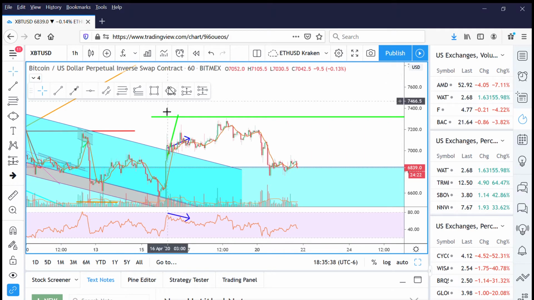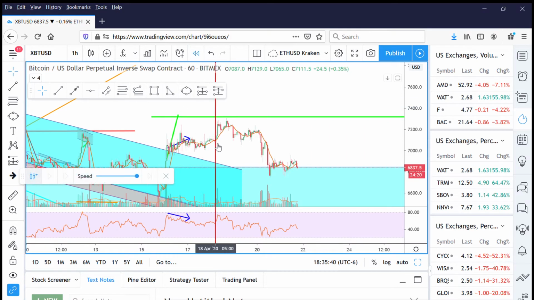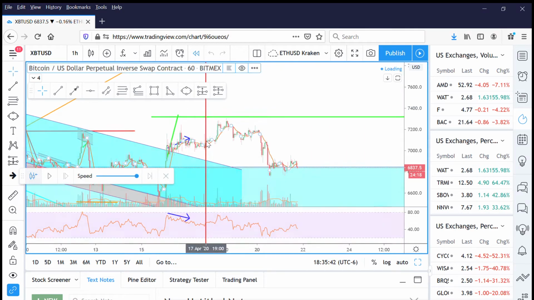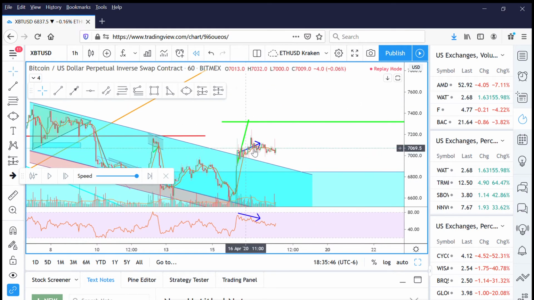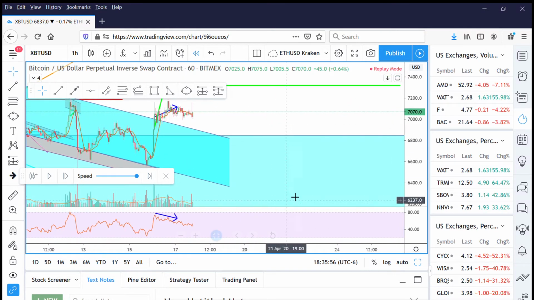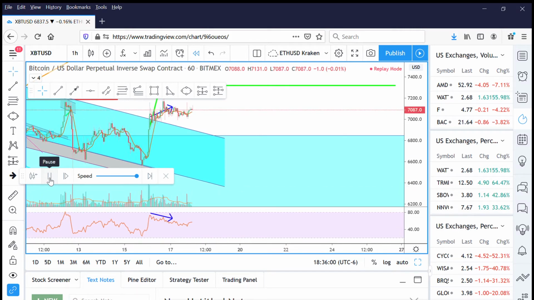Here's where the last video ended, somewhere in here. And I was like, all right, so what could happen is we could break out, shoot up here. Another option is we could come on up, hit some resistance, come back down, retest the top of this massive kill zone here.